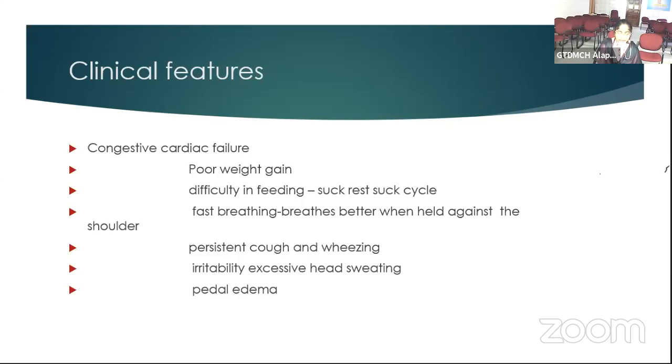Then fast breathing. And the characteristic of this fast breathing is that the child breathes better when held against the shoulder. That is orthopnea equivalent in the older child. Then persistent cough and wheezing, irritability, excessive head sweating. Excessive head sweating is the result of sympathetic stimulation, which is a reflex response to congestive cardiac failure. Then pedal edema.